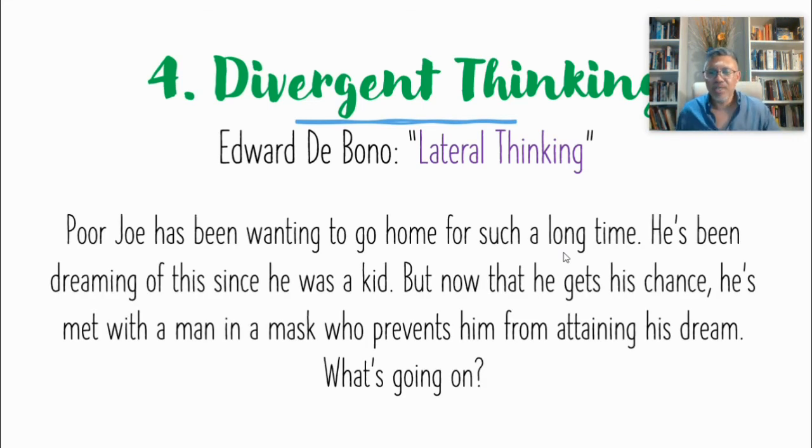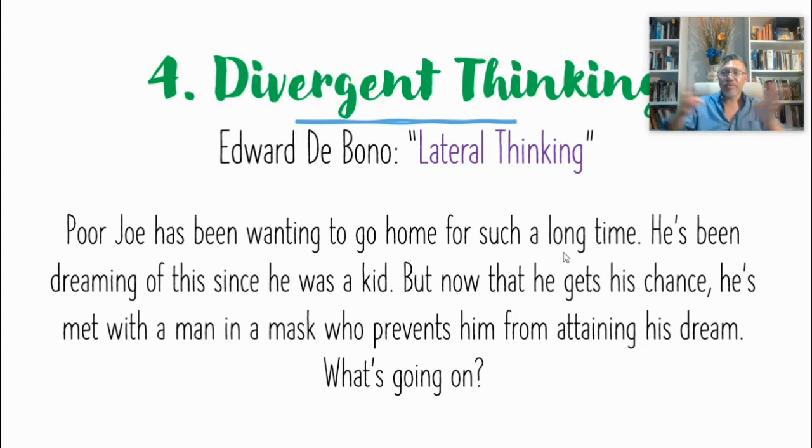Here is an example that we can use to get a sense for lateral thinking, for divergent thinking. Poor Joe has been wanting to go home for such a long time. He's been dreaming of this since he was a kid. But now he gets his chance. He's met with a man in a mask who prevents him from attaining his dream. What's going on? Whatever your initial image in your head of what's happening, that's your ordinary world. And I bet a lot of people watching this are going to have a very similar ordinary world understanding, right?